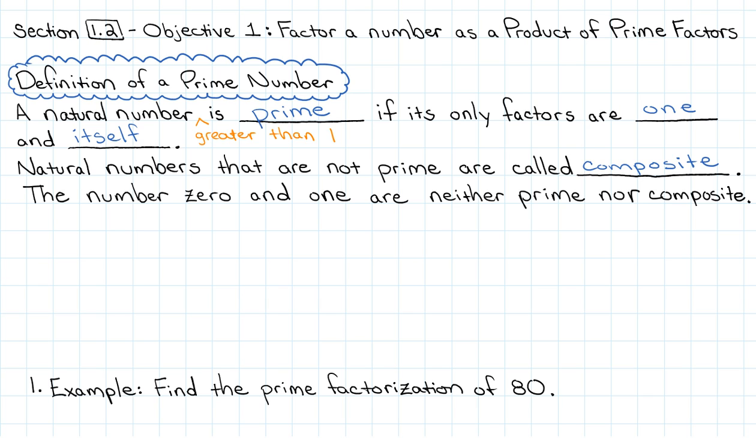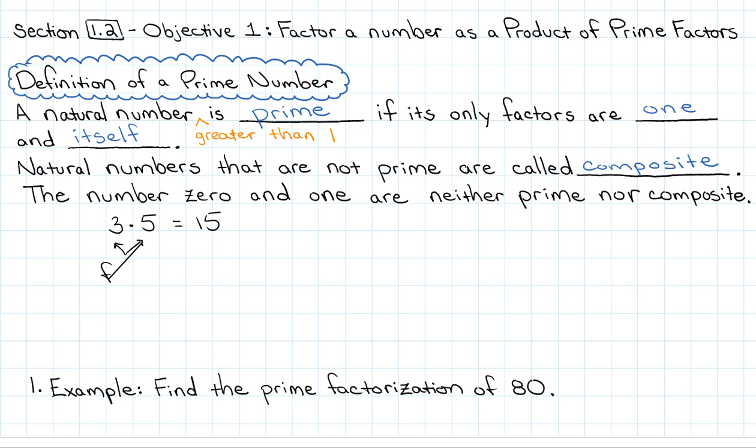Alright, so in this section we're going to work on factoring composite numbers. So why don't we look at this example right here. 3 times 5 equals 15. We call the 3 and the 5 factors, and 15 is the product of those factors. When we multiply factors, we get a product. And when we factor the product, we get the factors.